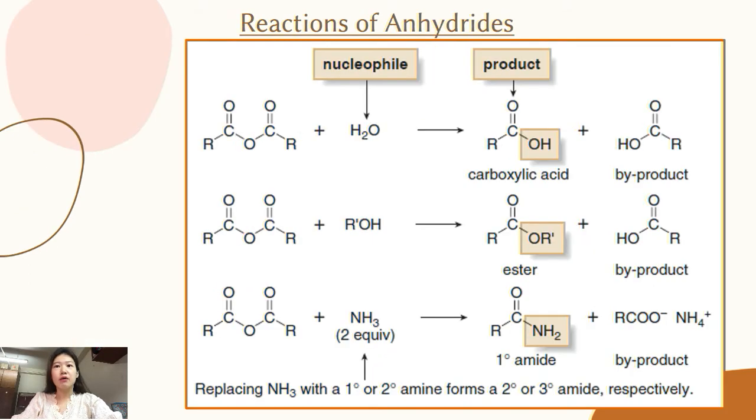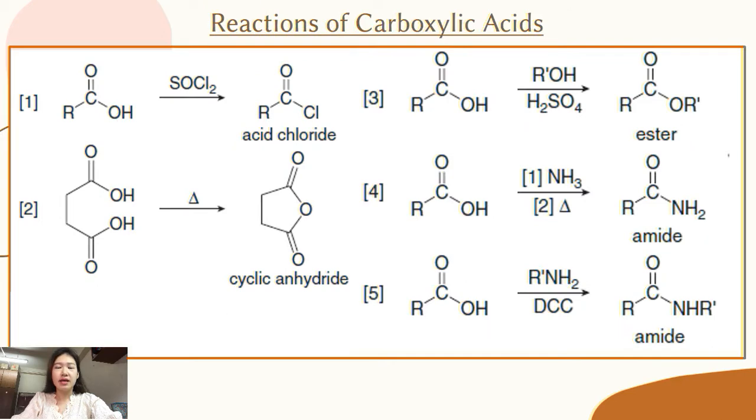Anhydrides can be converted to carboxylic acids, esters, and amides. Carboxylic acids can form esters and amides. Carboxylic acid can also be converted to acid chlorides using thionyl chloride, but not from the nucleophilic acyl substitution.